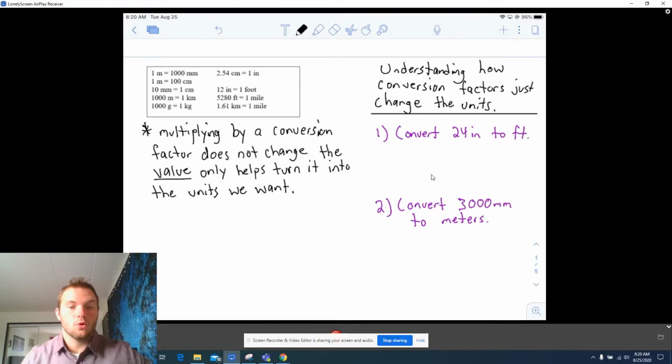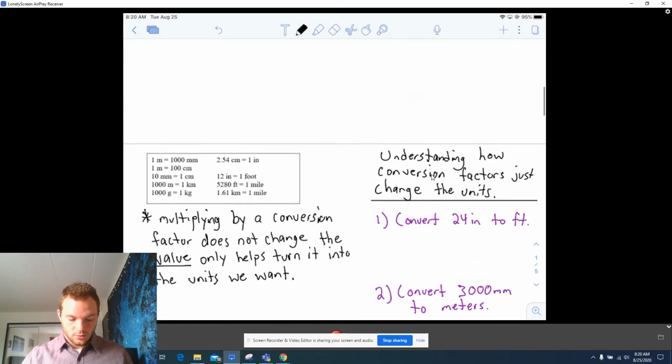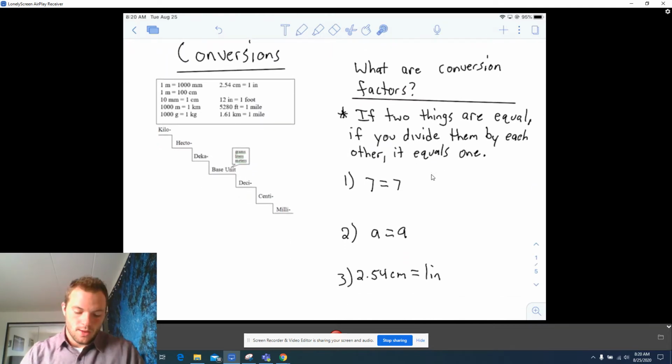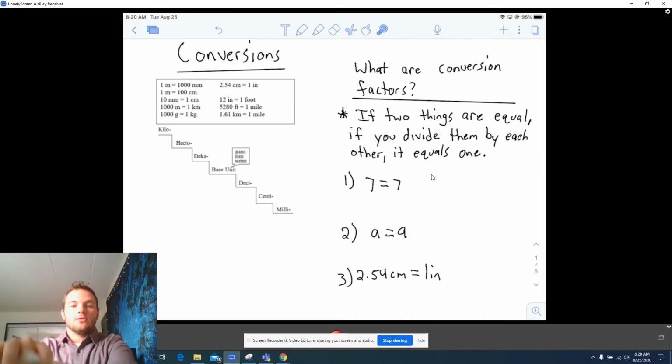All right, so let's see, we're working on conversions today. There's a lot of different ways you can do conversions. I'm going to teach you the way that I think best coincides with physics and will help you out later in the class. So you may have seen something like this to convert metric units.